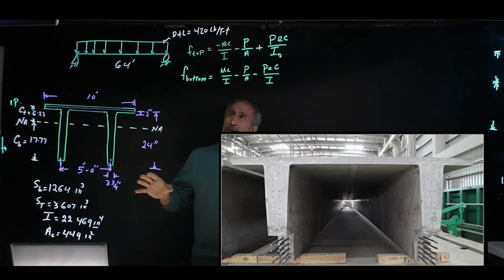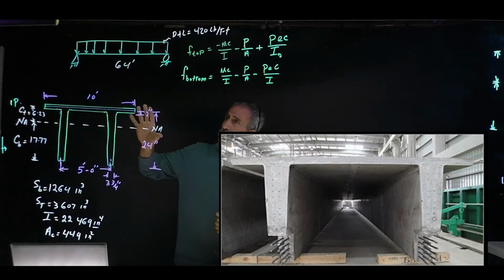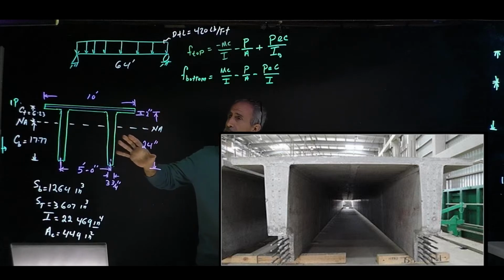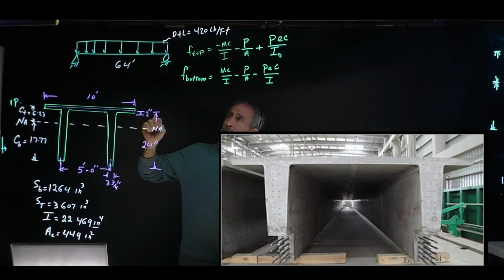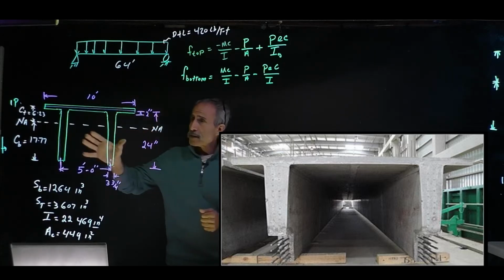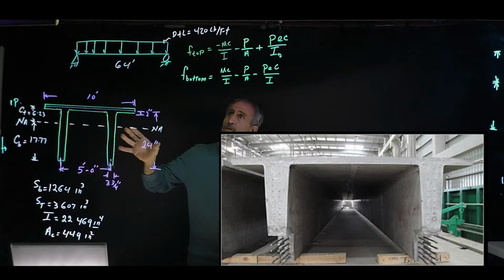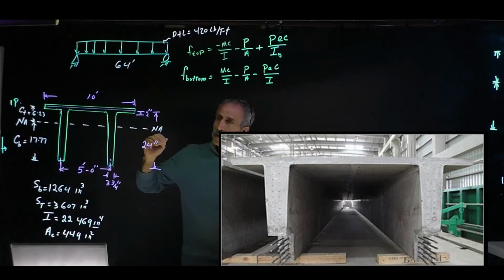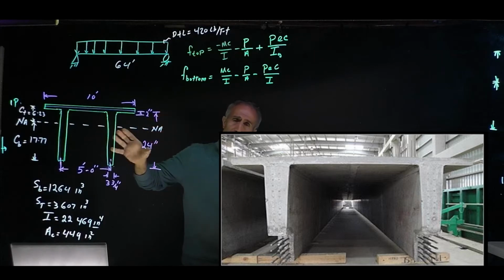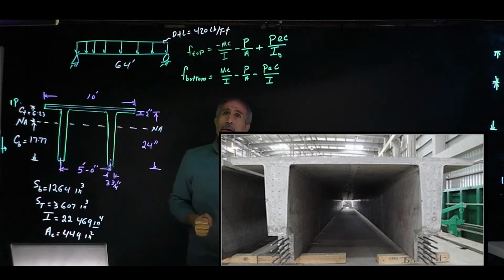In this example, we have a pre-stressed beam that is 64 feet long, and this is the cross section. I'd like to find out what the stress is at the bottom and top of this pre-stressed concrete beam.